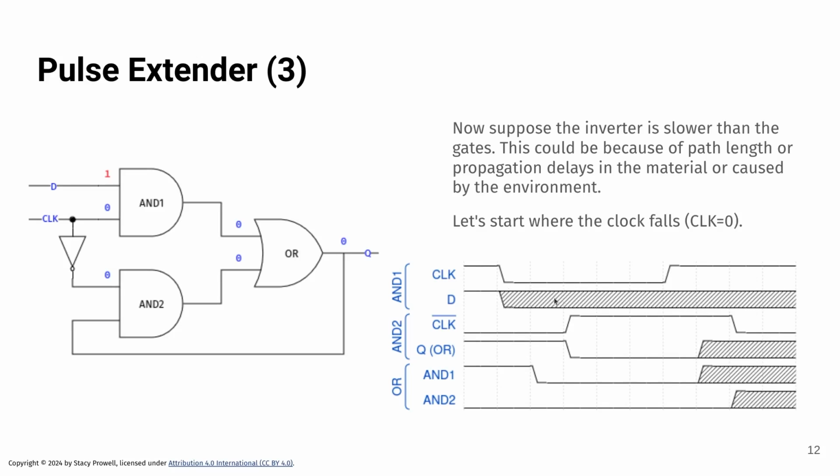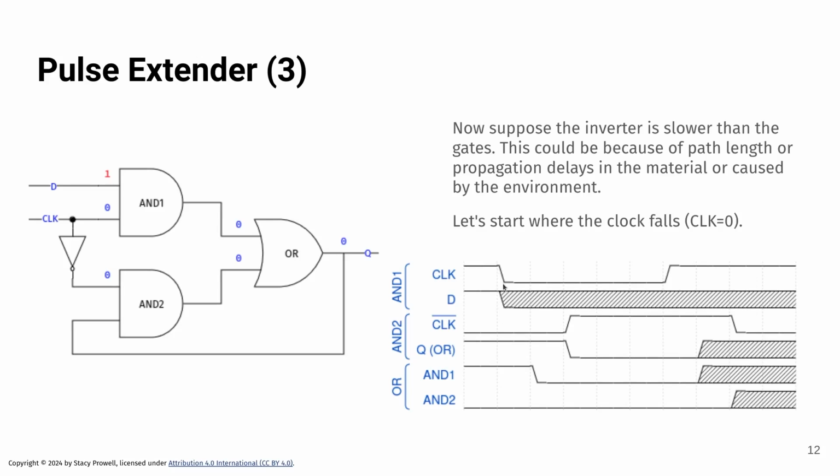We don't care about D after this point. So the clock falls to 0 here, and normally we would expect after a small delay, the inverted clock would rise. But let's delay it one more time step so it rises here. So as a result, the clock doesn't rise for a little bit.